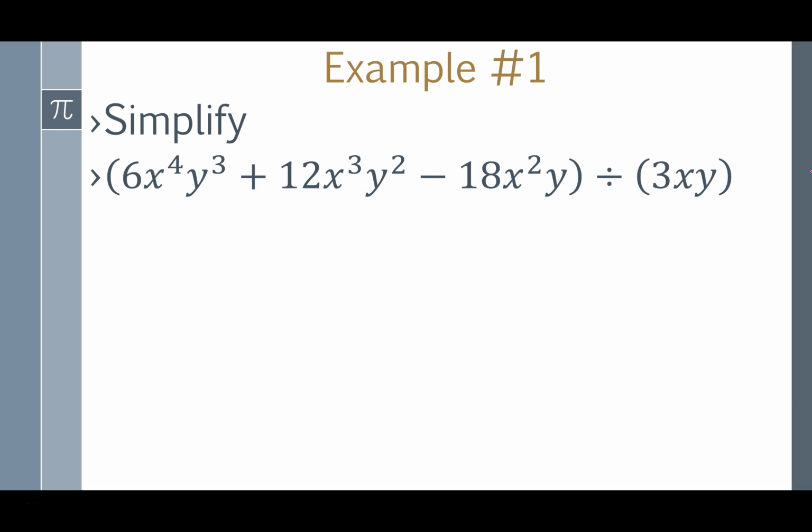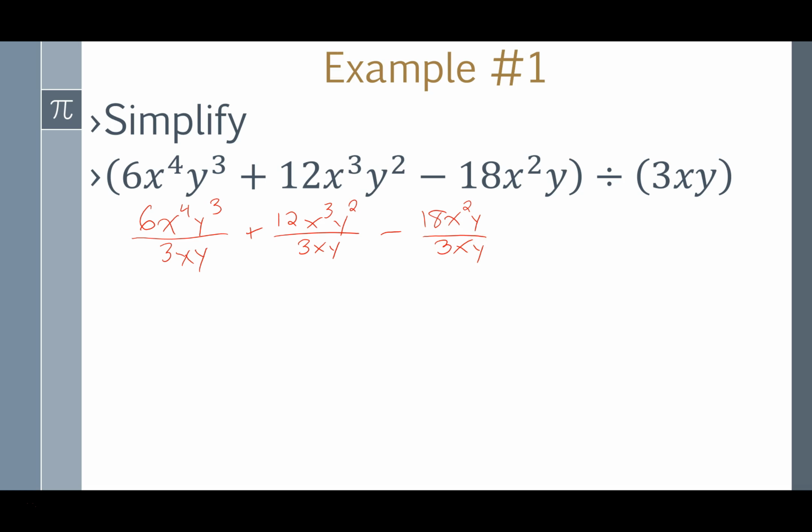So for example, if we see it like this, we have 6x to the 4th y cubed plus 12x cubed y squared minus 18x squared y divided by 3xy. We just simply want to separate them out. 6x to the 4th y cubed over 3xy, and then plus 12x cubed y squared over 3xy, and minus 18x squared y over 3xy.